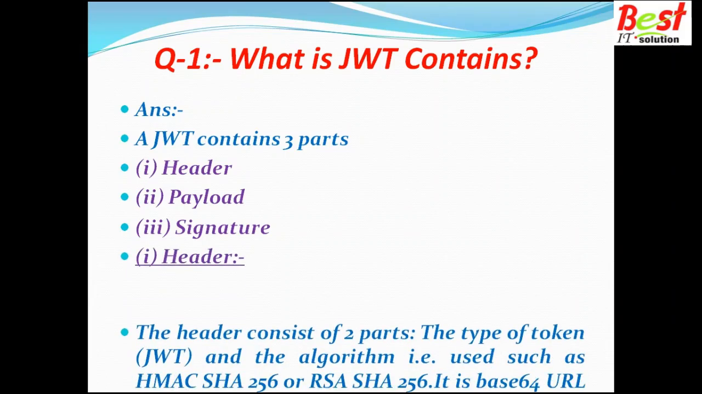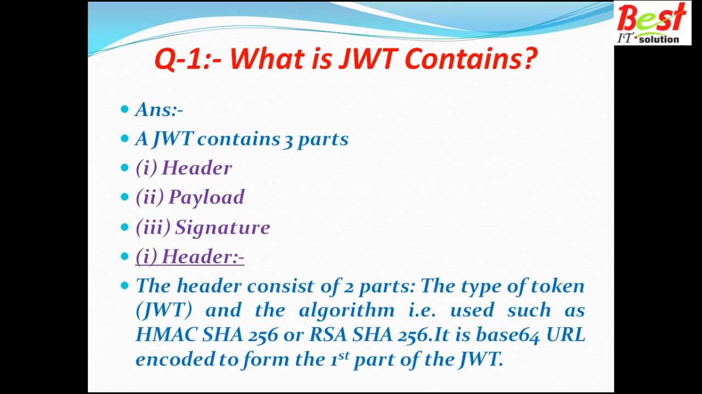So what is the header? The header consists of two parts: the type of the token and the algorithm that is used, such as HMAC SHA-256 or RSA SHA-256. It is Base64 URL encoded to form the first part of the JWT.